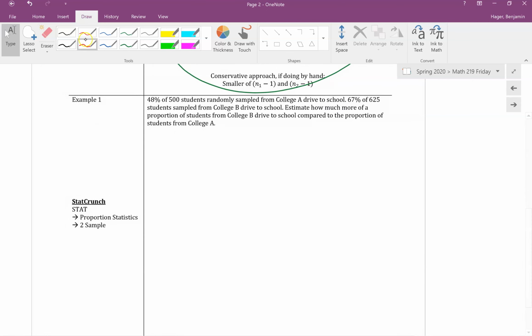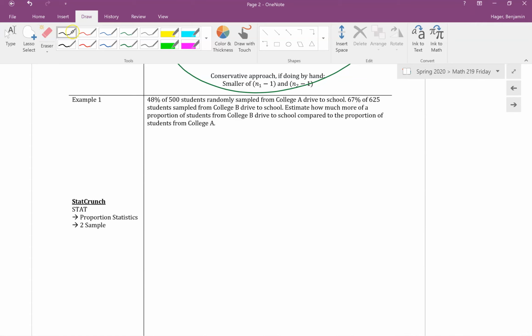Example 1. It says 48% of 500 students randomly sampled from College A drive to school. 67% of 625 students sampled from College B drive to school. Estimate how much more of a proportion of students from College B drive to school compared to the proportion of students from College A. Ugh, it's a mouthful.